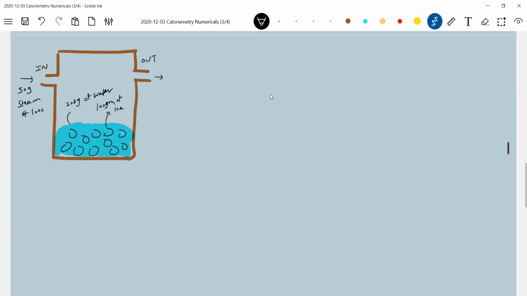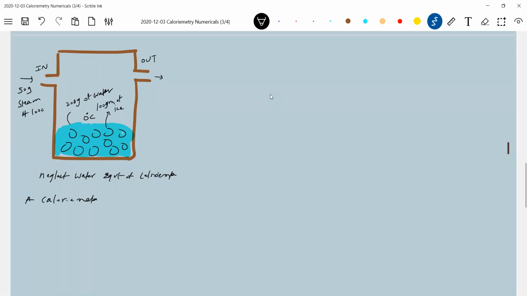Temperature 0 degrees Celsius. Okay, now the water equivalent of the calorimeter is negligible. Neglect the water equivalent of the calorimeter. So 50 gram of steam at 100 degrees Celsius, I will make it enter a calorimeter, where the calorimeter contains 200 gram of water at 0 degrees and 100 gram of ice at 0 degrees Celsius. So find the final temperature and content of the calorimeter.